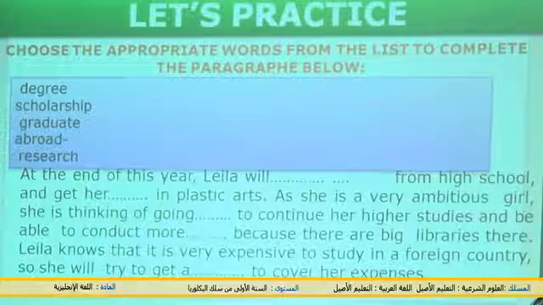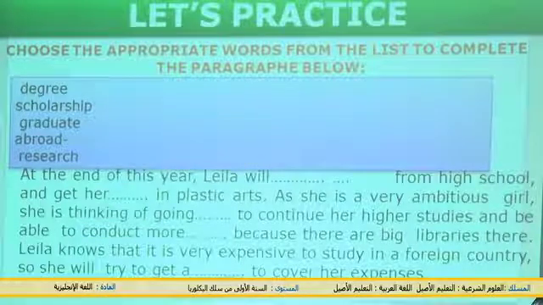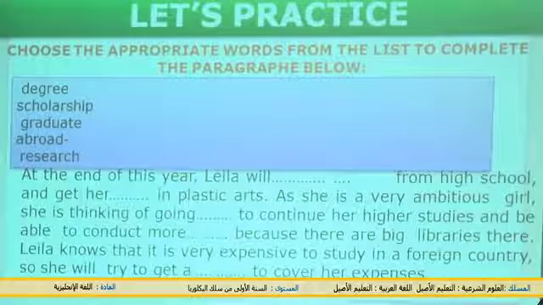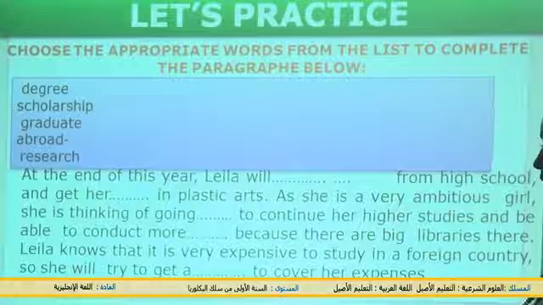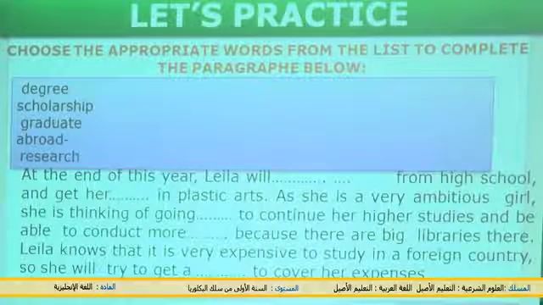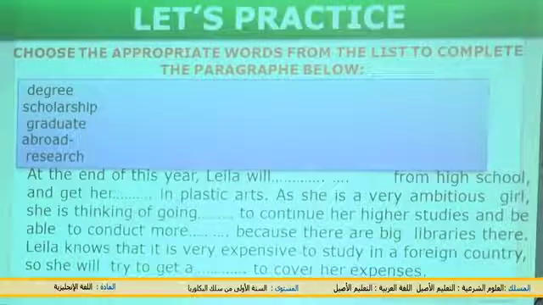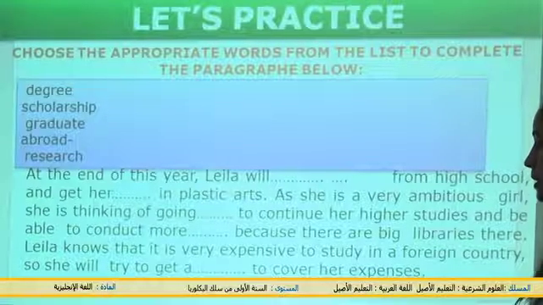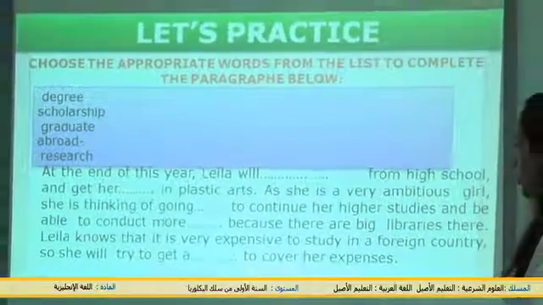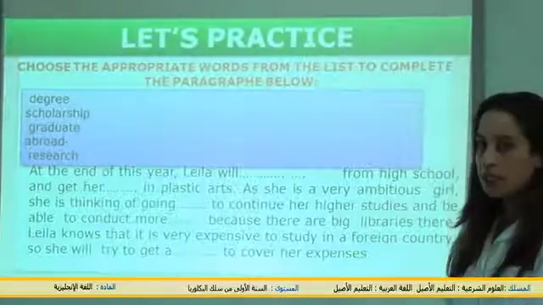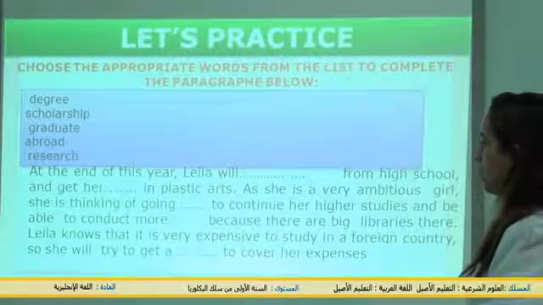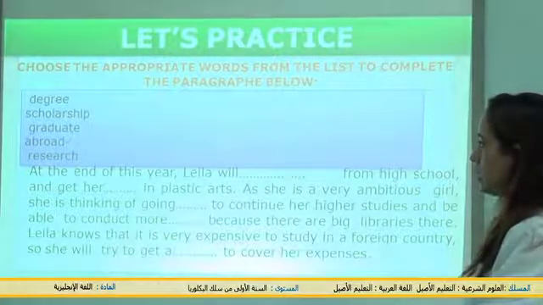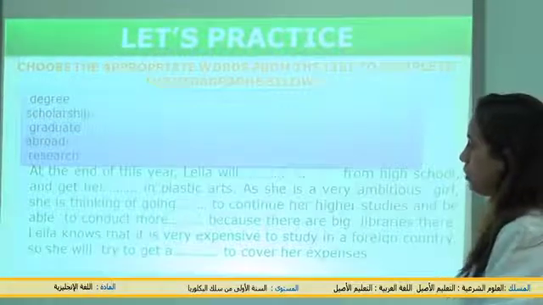As she is a very ambitious girl, she is thinking of going to continue her higher studies and be able to conduct more because there are big libraries there. Layla knows that it's very expensive to study in a foreign country, so she will try to get to cover her expenses. So you see that in this text we have got some gaps. We should, of course, fill in these gaps with the vocabulary given earlier.